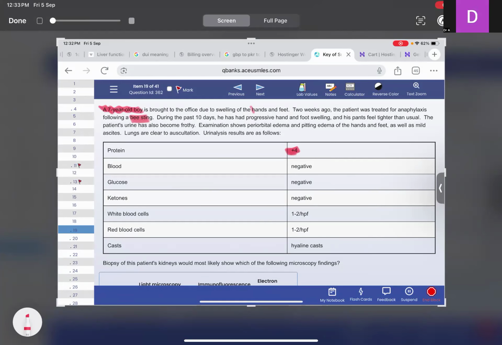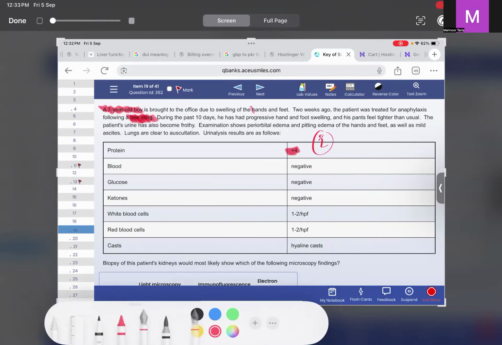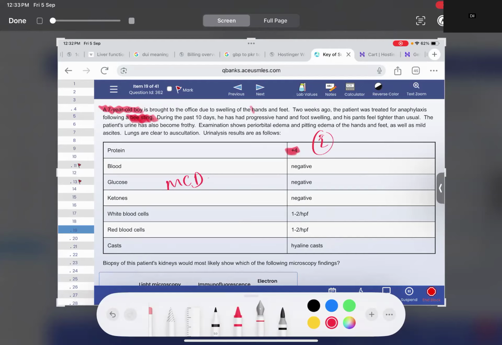So we have a young child, a 7-year-old boy, with nephrotic range proteinuria, and he has a bee sting, right? What were the four I's? We have discussed infection, okay? One of them was infection. What is it? Minimal change disease. What do we have on minimal change? Only effacement on electron microscopy. The rest will be normal.